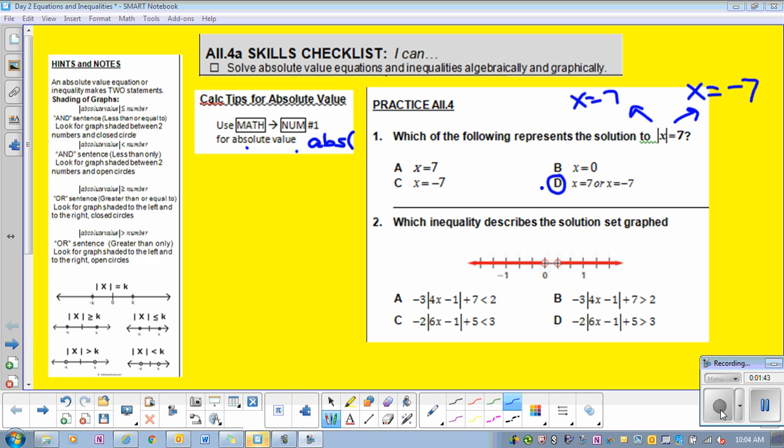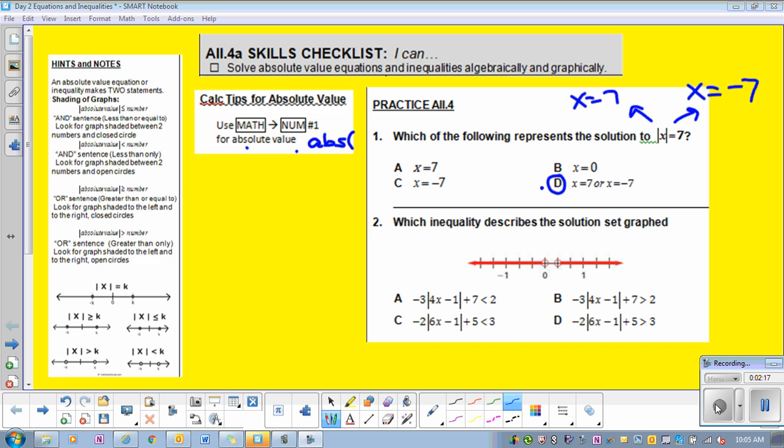Then let's look at number 2. Which inequality describes the solution set graphed? Did I ever show you how to put these inequalities into your calculator? I don't remember. Take a look at your answer choices. One of those answer choices is going to be this graph. So tell me what you got for this.